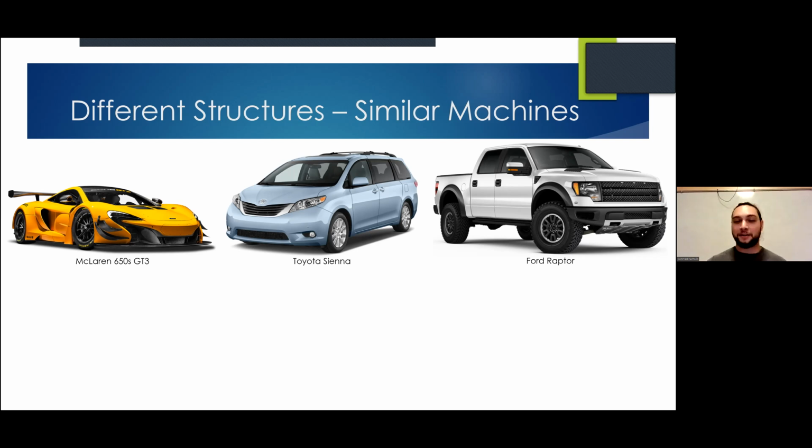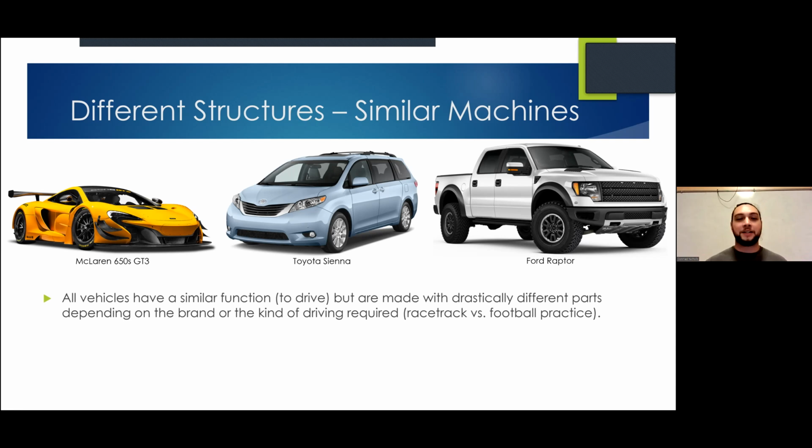So what we have here is our McLaren on the left, a Toyota minivan in the middle, and a Ford Raptor truck on the right. And they're all vehicles, right? They all have a similar function. Their main function is just to drive, but they're made with drastically different parts depending on the brand of the vehicle or the kind of driving that's required.